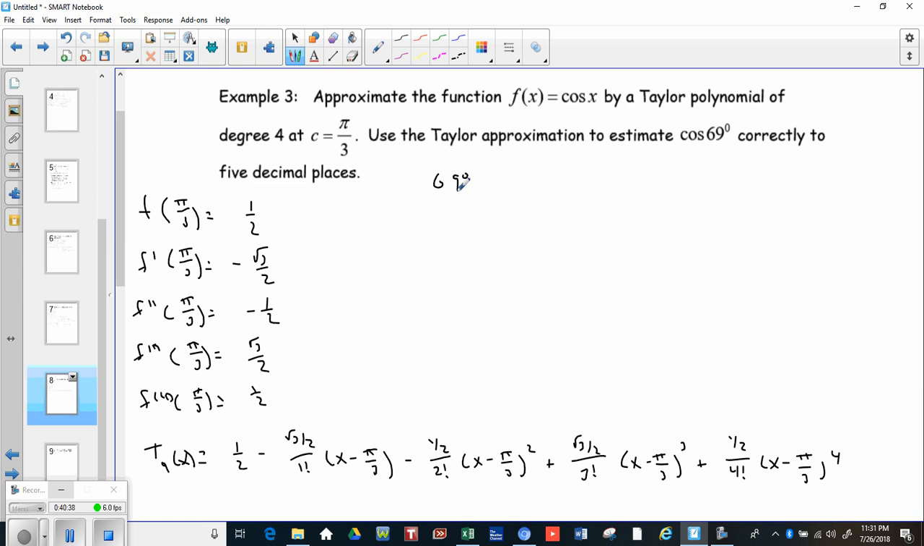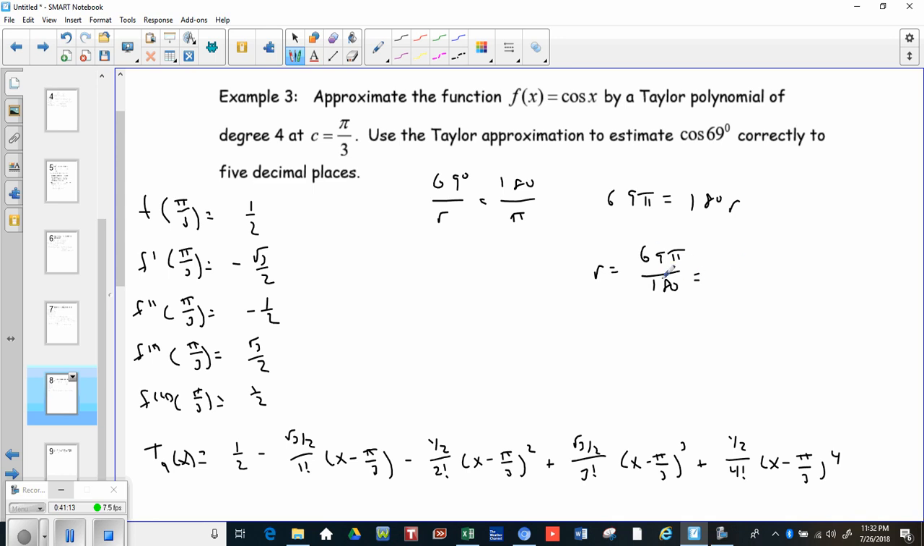69 degrees is going to be the same thing as, let's see, you would have to change this into radians. It's degrees per radian, so 180 degrees per pi radians, right? So you can cross multiply. I'm going to get 69 pi equals 180 radian. So I can divide by 180. So our radian measure is 69 pi over 180.